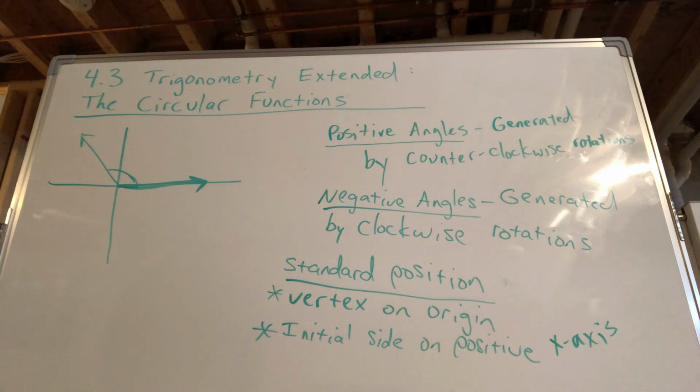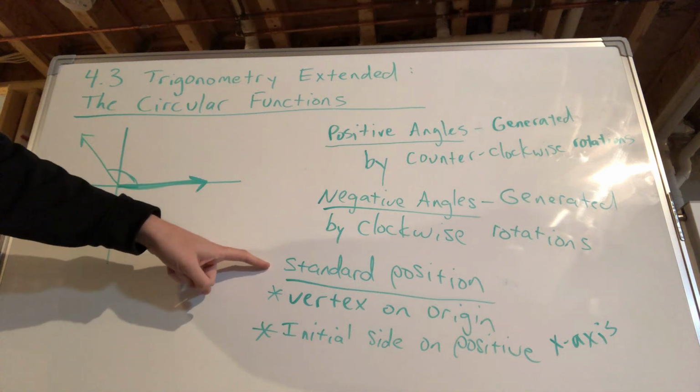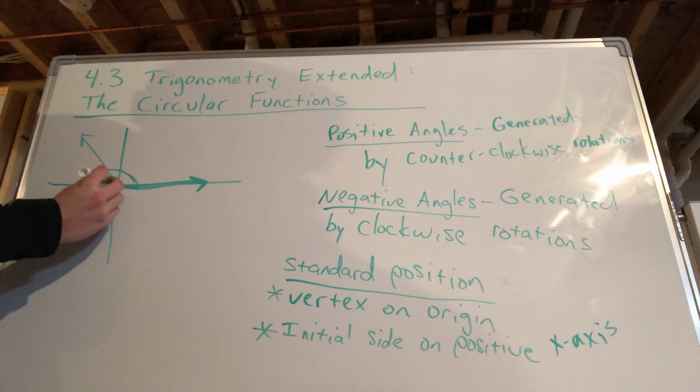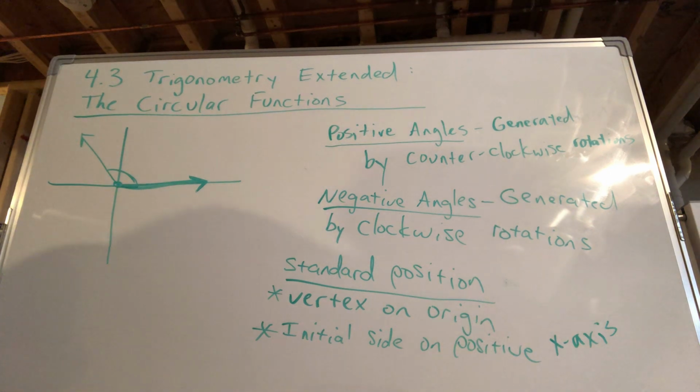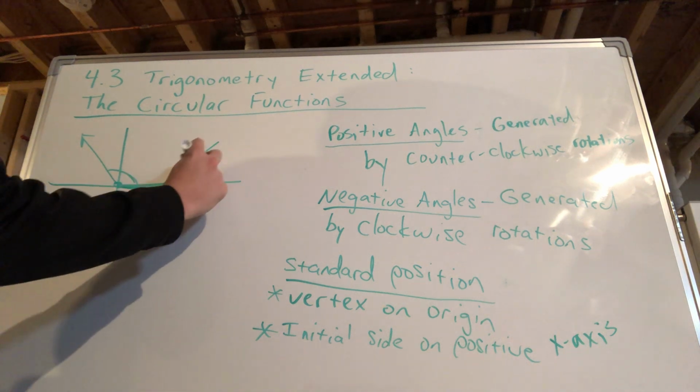So first of all, guys, we need to understand what positive and negative angles are and what standard position is, because if we want to place an angle on a coordinate plane, you need to place it in standard position. So first of all, in standard position, you always put the vertex on the origin. So my vertex right here is on the point 0, 0. And the initial side is always on the positive x-axis. So this right here is going to be your initial side.